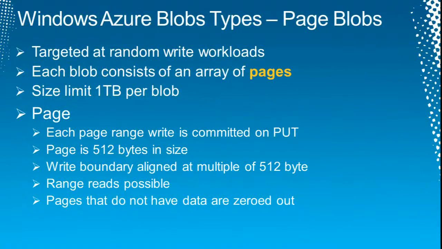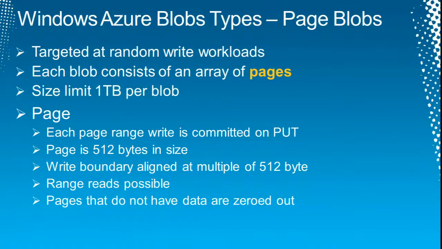So let's move on to page blob. Page blob is targeted at random write workloads. By that I mean, if you want to write to a particular location, not insert, but overwrite the data, then you can give an offset and your page data and write to that blob. Its size limit is 1 terabyte, and you can think of it as an array of pages. Rather than a list of pages, it's an array of pages, which gives you random access writes.